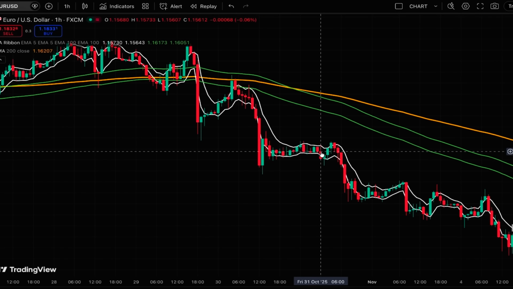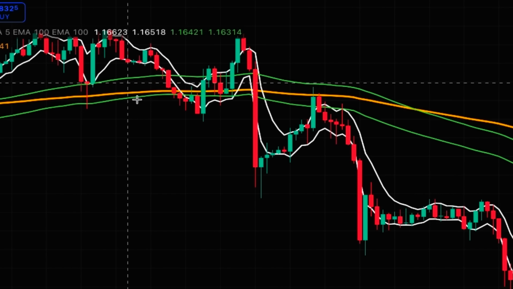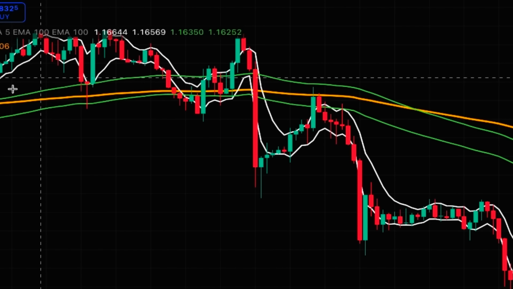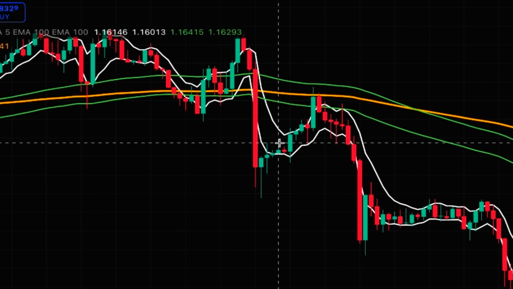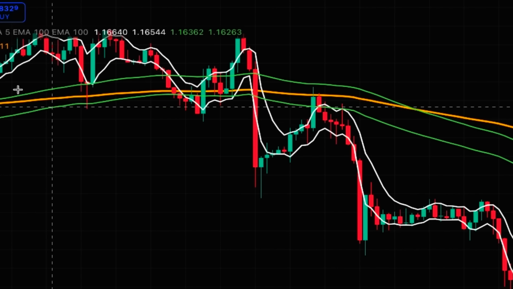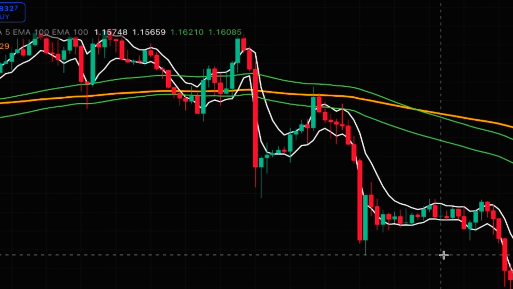In the first step, we want crossing of the price above or below this orange line. So at first, our focus is on the orange line. For example, here you can see that the price from above the orange line went below the orange line. As I mentioned earlier, we use the orange line for trend identification. When the price is above the orange line, we consider the market as trending up, and when the price is below the orange line, we consider that the market is trending down.